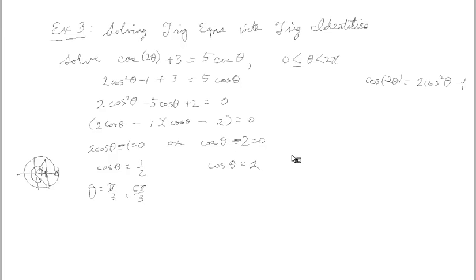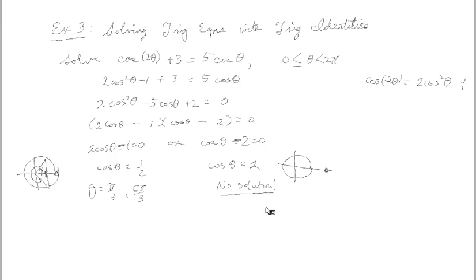Okay, what about over here? At what location on the unit circle will the x value be 2? Am I ever going to have a place where the x value is going to be 2? No, it does not exist. It's outside my unit circle, so there is no solution here.